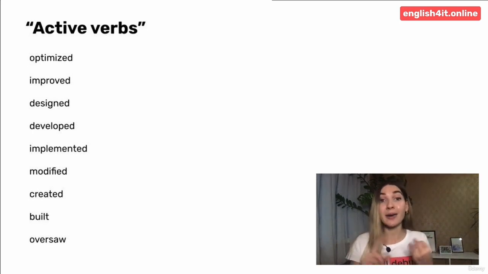For example, optimized, improved, designed, developed, implemented, modified, created, built, oversaw. See that these words are more specific and they can really describe your contribution to the project, what you actually did and what kind of outcome, what kind of result you have.